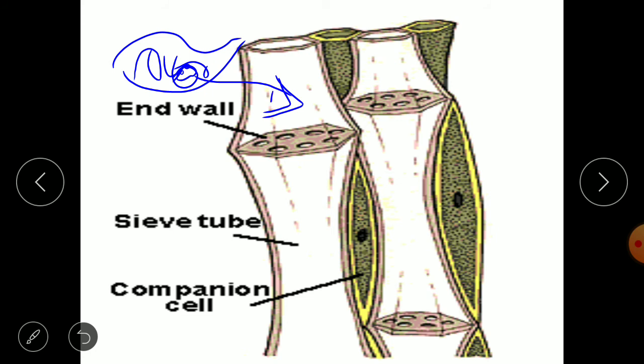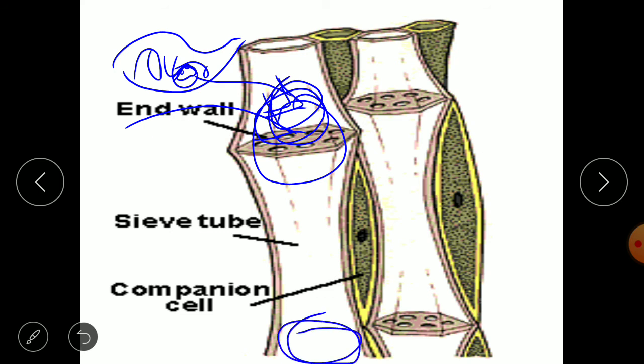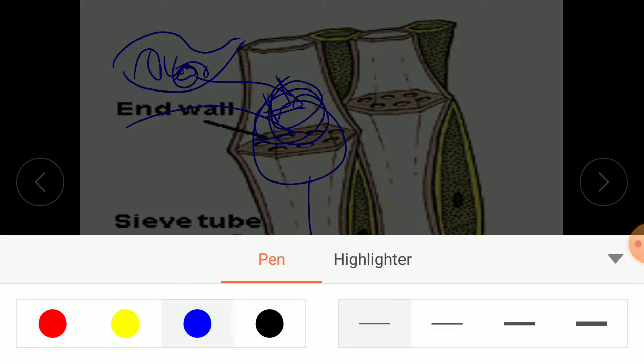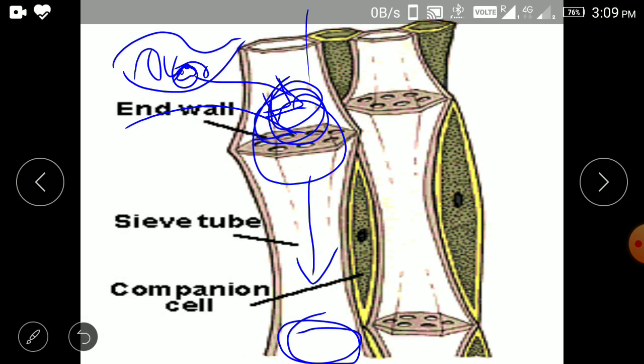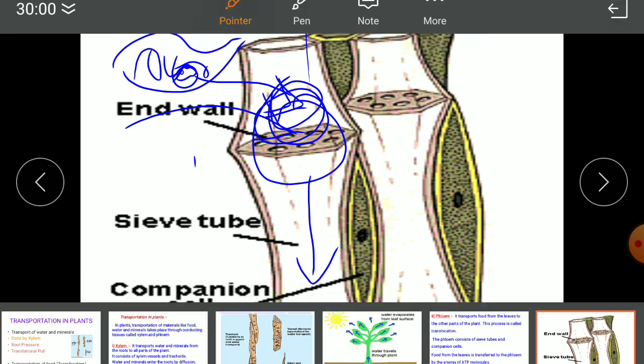Due to more solute here, the water will also enter due to osmotic pressure, and in this way, in this sieve tube the pressure is more, and in the adjacent sieve tube the pressure will be less. Then simple diffusion will take place, and in this way water and food material shift from one place to another. So in this way the transportation of food takes place. Got it?